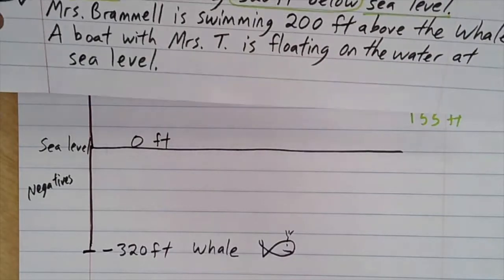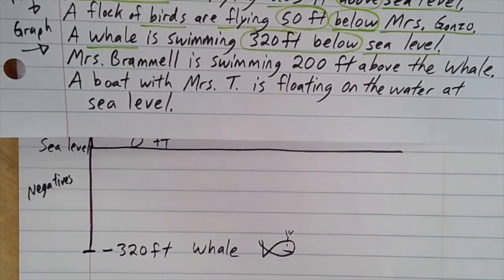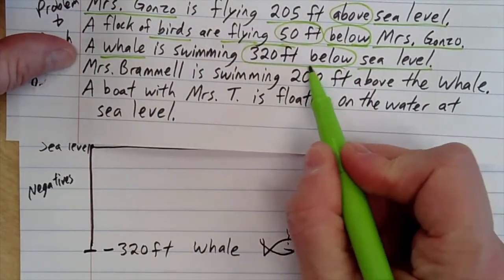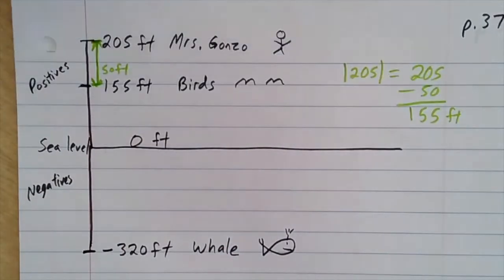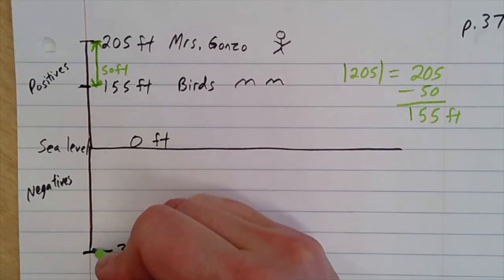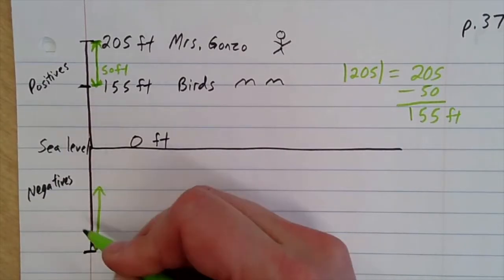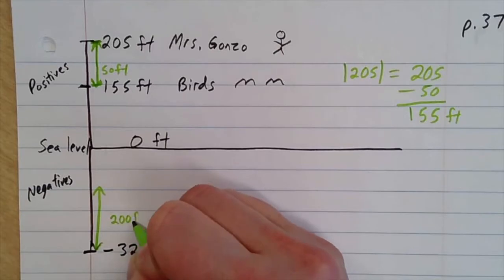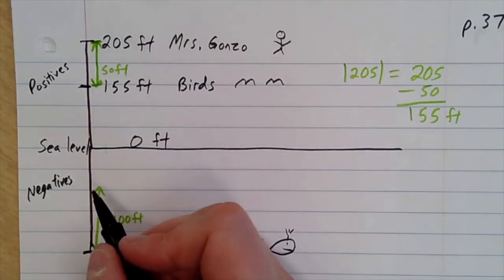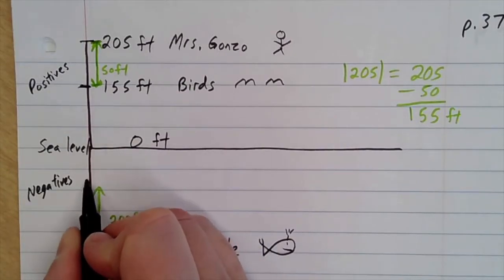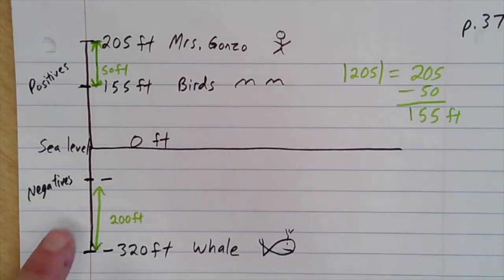And then Mrs. Bramble is swimming 200 feet above the whale. So 200 feet above the whale is Mrs. Bramble. Now, am I still below sea level? Well, it would take 320 to get back to 0. It says I'm only 200 feet above that. So I've got to go from here, and I've got to go up 200 feet, which is the distance between here and here. So I'm still below sea level. So if I put me in here, I'm still at a negative number. I just need to figure out what that negative number is.